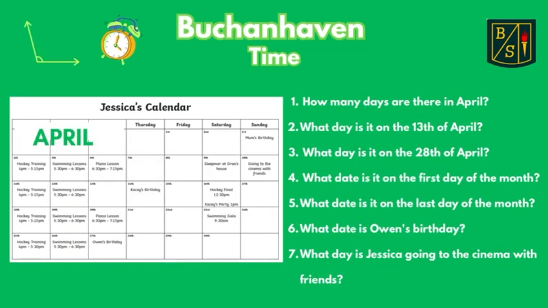Here you can see Jessica's calendar. A beneficial strategy to use and interpret a range of paper-based and electronic timetables is to ask and answer questions based on a calendar. For example, the first question asks, how many days are there in April? You can look down at the calendar and see that there are 30 days. The sixth question asks what date Owen's birthday is. You can look at the calendar and see that his birthday is on the 27th of April.